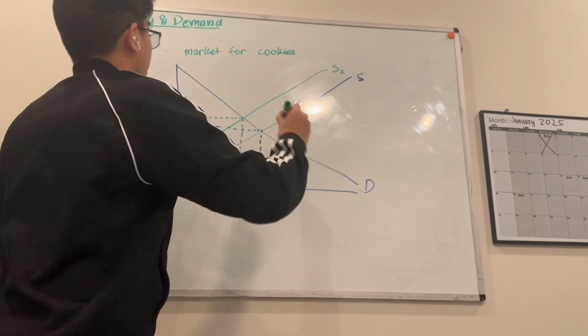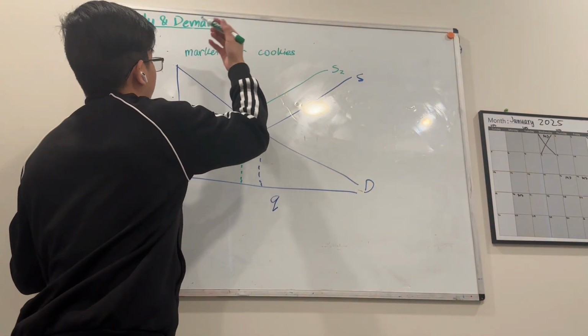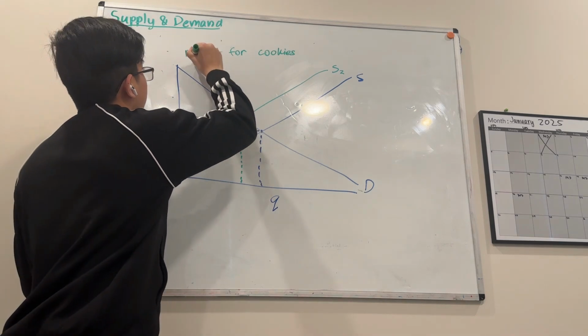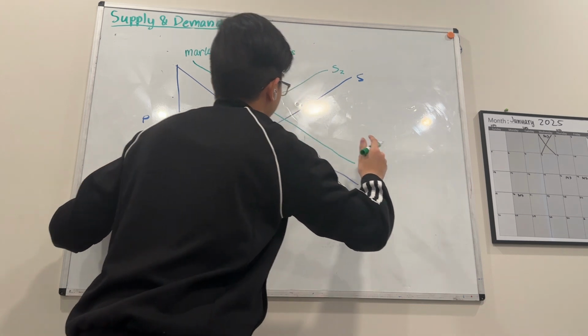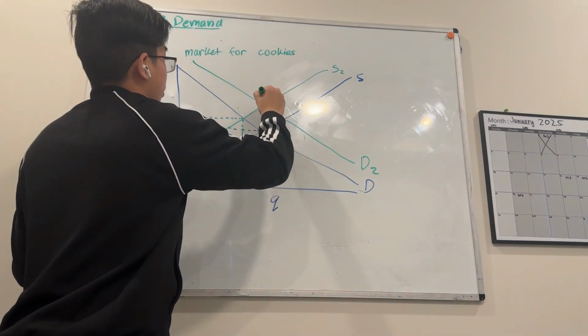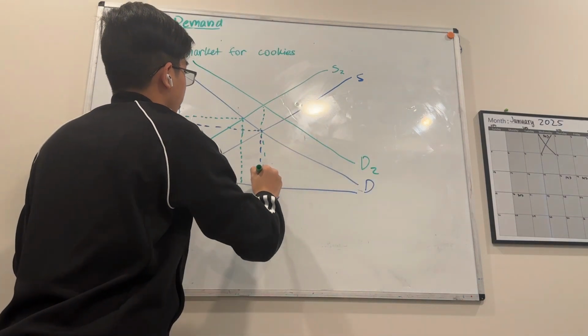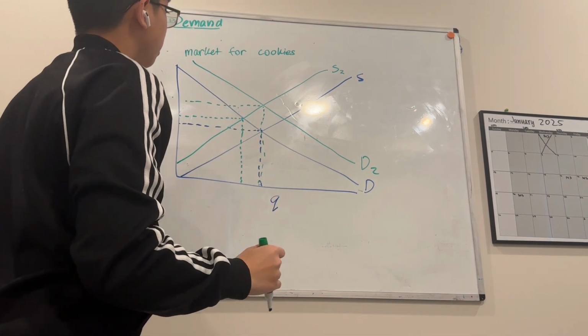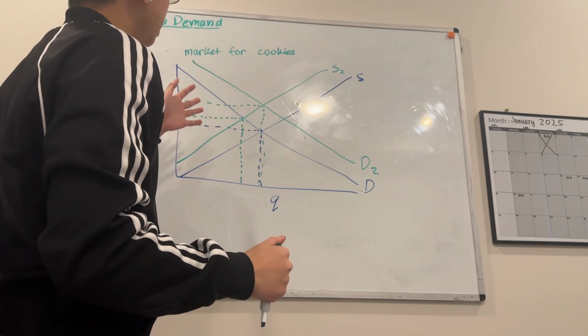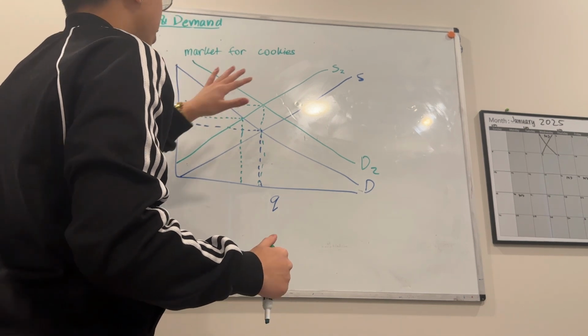Then the demand would increase. The taste, the preference for cookies just increases. It would increase the demand for cookies. Now this would be the new equilibrium price and quantity. That's how shifts work in a market with supply and demand.